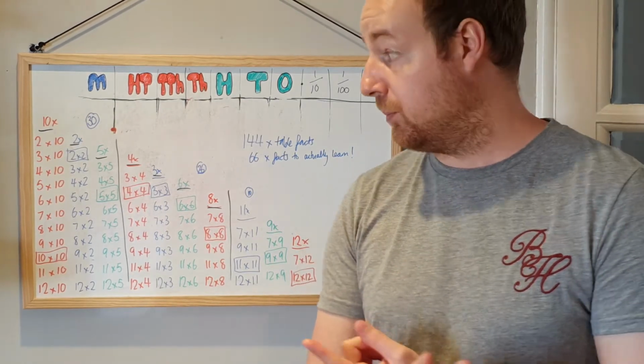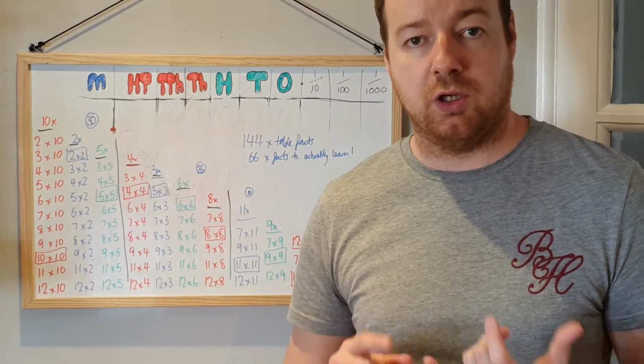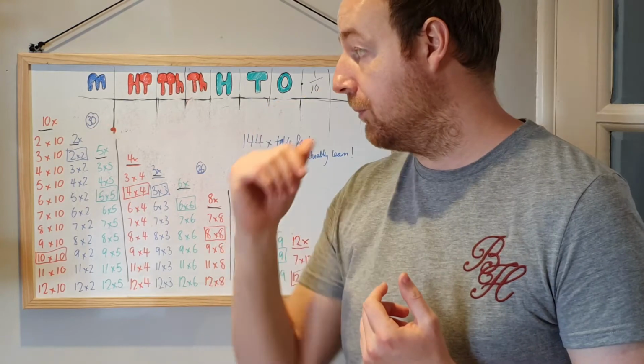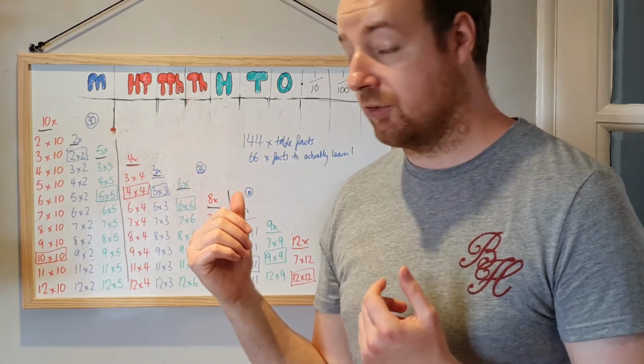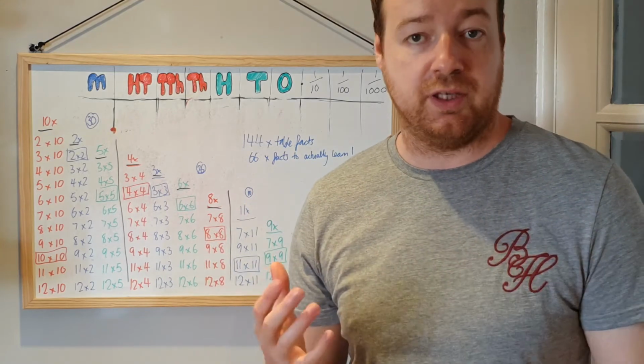So for example, if I'm focusing on the 2 times tables or the 10 times tables, it doesn't matter which way I do it, as long as I know that 2 times 10 is 20, I can do it either way to get that answer.